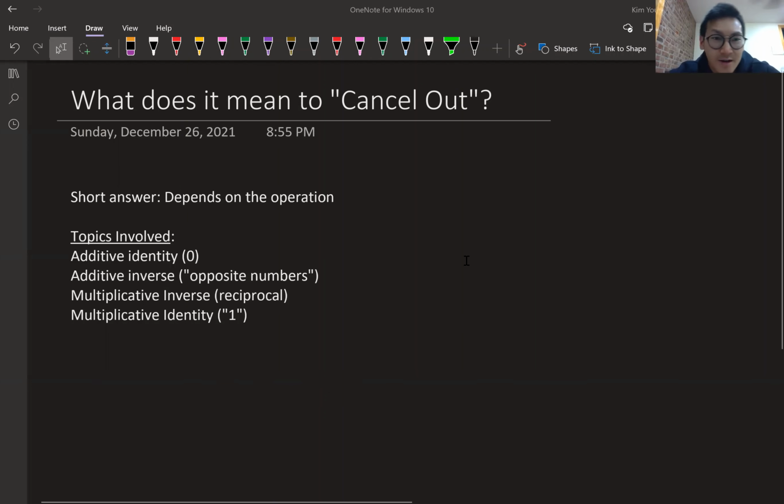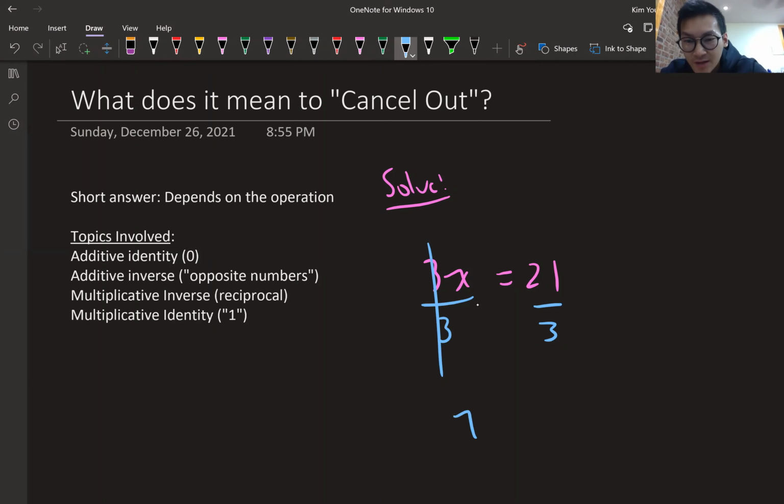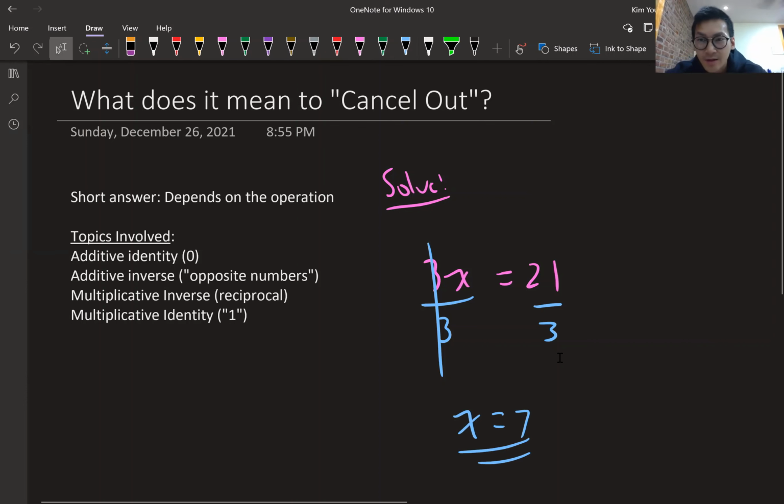Okay, all right. So the topic: what does it mean to cancel out? I know this comes up a lot in math class, right? The short answer here is it depends on the operation that you're doing. For example, if I said solve a problem like 3x = 21, teachers would say, oh, divide both sides by 3, and then the 3's cancel out, and then you get x is equal to 7.